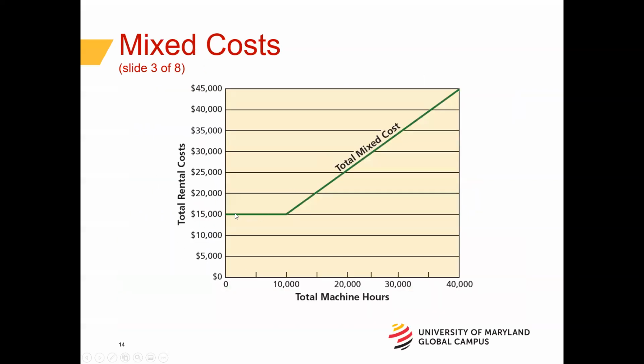And we can see that with mixed cost graphically, we can see that once we hit 10,000 hours, then my cost begins to rise. So that's what makes it mixed. It's fixed here up until we hit 10,000 hours. And then once we pass the 10,000 operating hours, our costs increase. That's what makes it mixed. Semi-fixed, semi-variable.